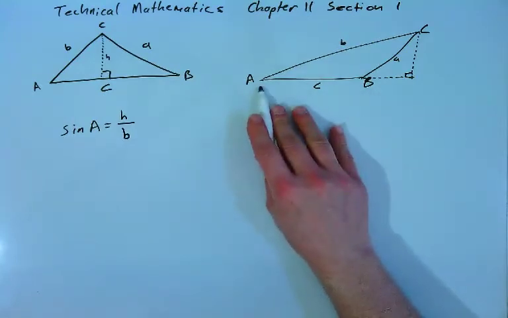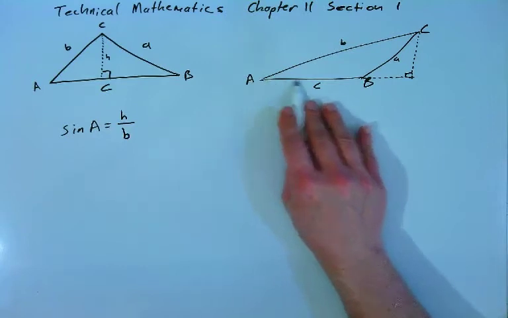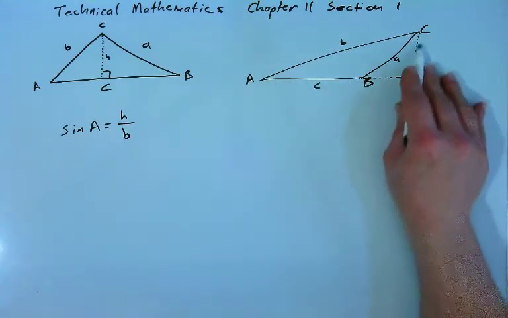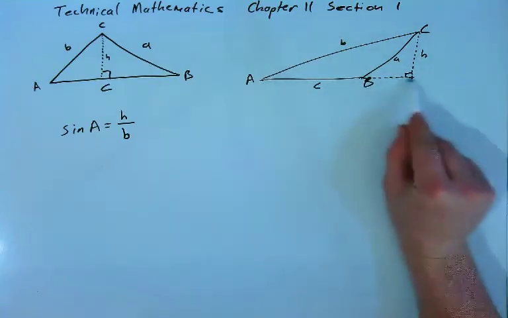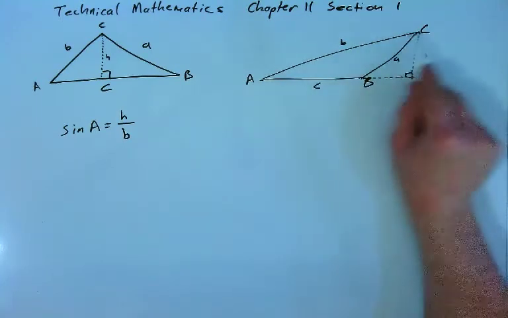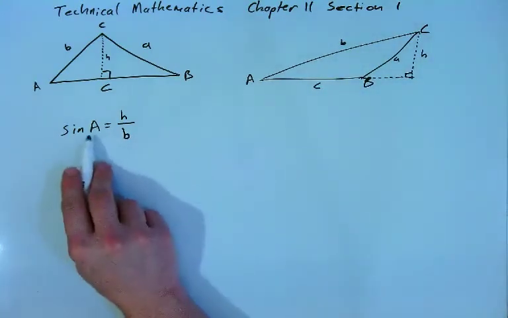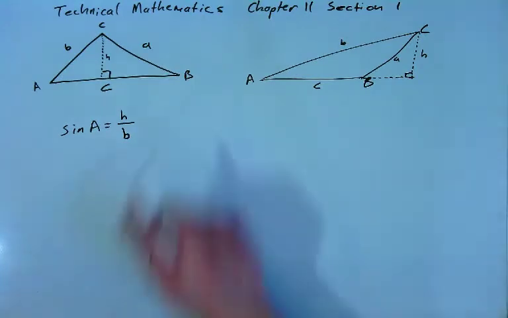And if we look at the obtuse triangle, we have the same situation where angle A forms a right triangle with this altitude that we've drawn, and again we'll label that as H. And so this big right triangle that I've drawn here, the opposite side is H, the hypotenuse is B. And so sine A is H over B. That's true for both triangles.